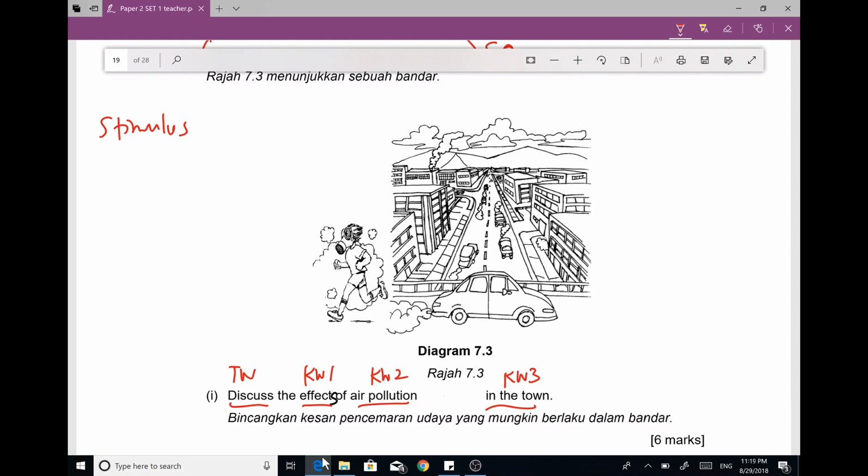So the first thing, when you look at this task word, normally we will talk about the good and the bad effects of air pollution. But in this question, it is biased. Okay, it is biased towards the bad side. Certainly, we won't say that air pollution is going to bring any benefits to us. So I'm just going to focus on the bad effects of air pollution in the town.